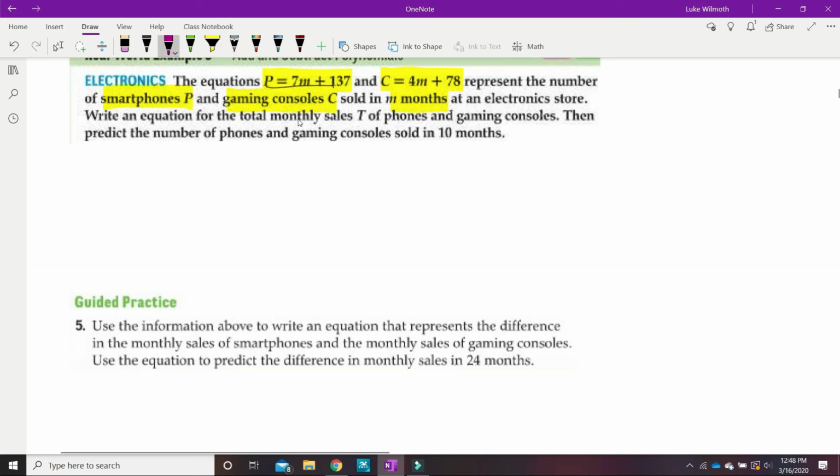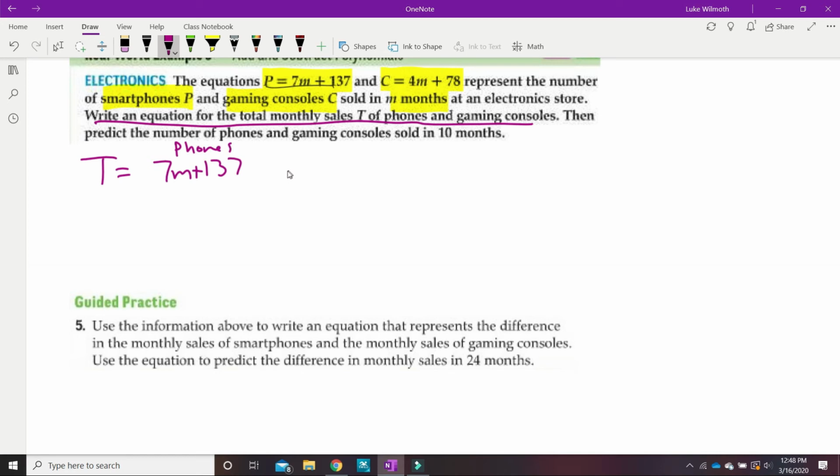So then it says, write an equation for the total number of monthly sales and then predict the number of total phones and gaming consoles sold in 10 months. So first thing we have to write an equation for the totals. So T is going to be, well, I know that the phones is 7M plus 137. That's phones.